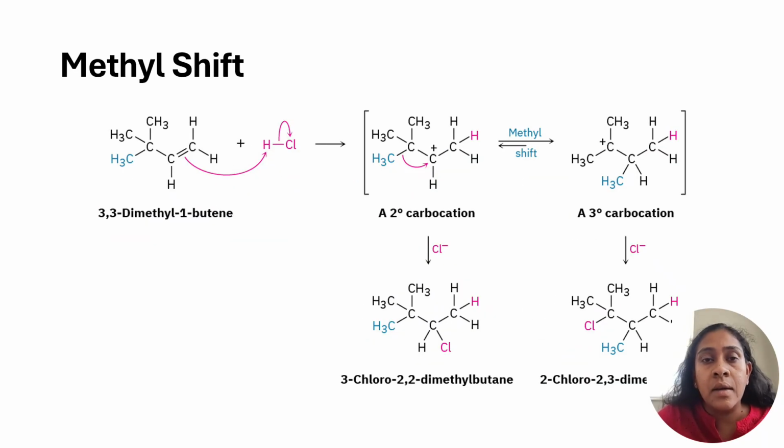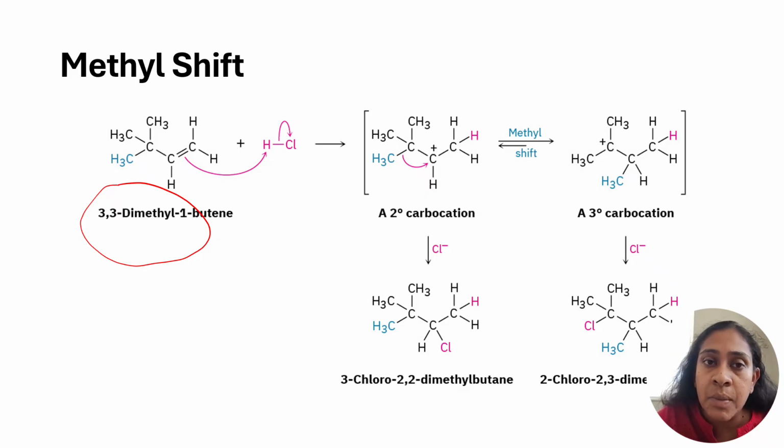Now let's look at a 1,2-methyl shift. In this example, 3,3-dimethyl-1-butene is going to react with HCl. As before, the protonation of the double bond initially produces a secondary carbocation. We then examine the adjacent carbon to see whether rearrangements are possible.